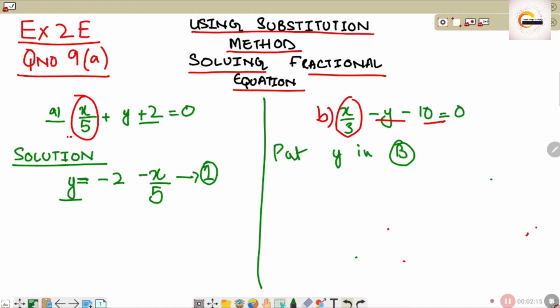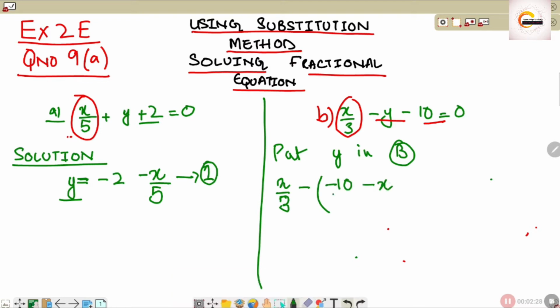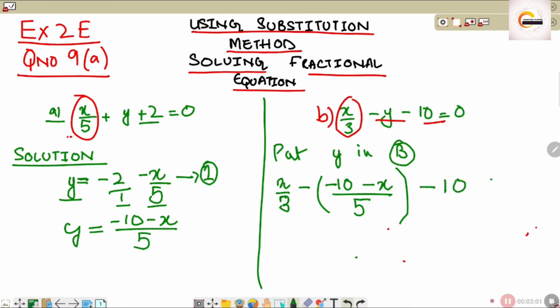So it's going to be x upon 3 minus 10 minus x upon 5. Okay, I have done it directly, I think maybe it can create confusion. So actually I have taken the LCM over here, and the LCM of 1 and 5 is 5, we know. So it's minus 10 minus x upon 5, and it's going to be minus 10 is equals to 0.